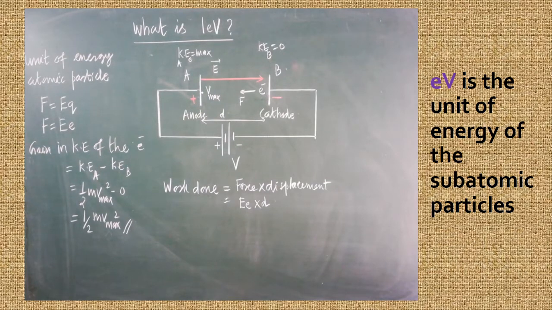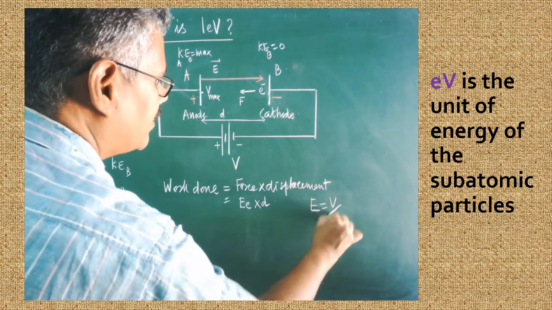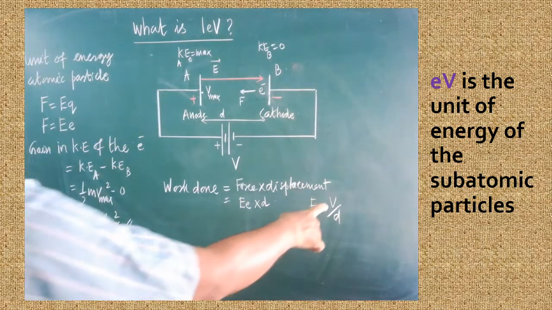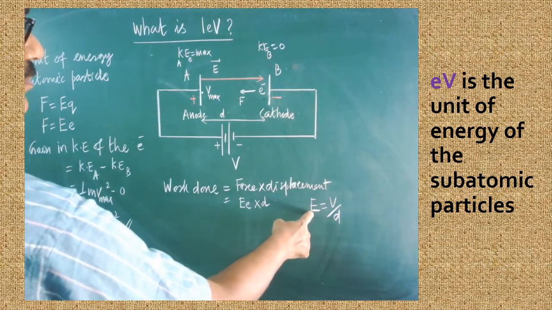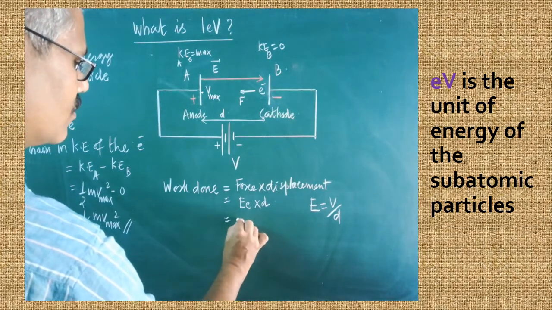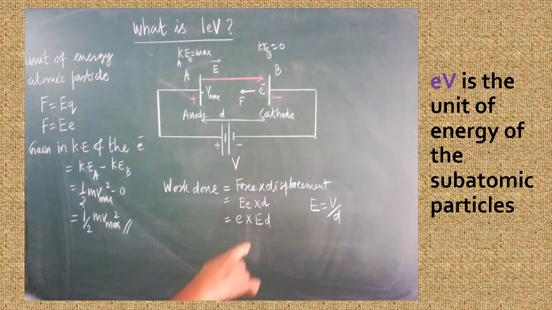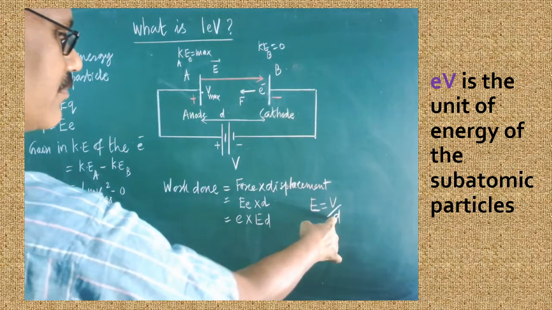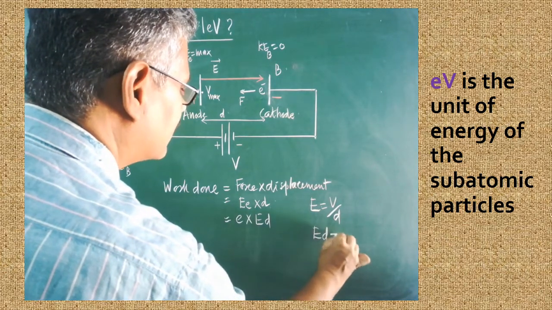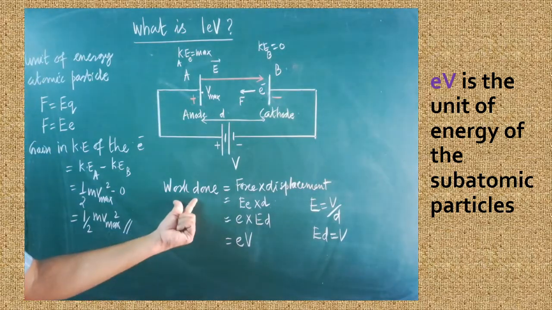Already, in the first chapter, you have learned that E is equal to V by d. Potential gradient is nothing but electric field. So this formula can be slightly altered. We can write eE into d. If both are cross multiplied, E into d will become V. Therefore, eV can be written. Therefore, this is the work done.